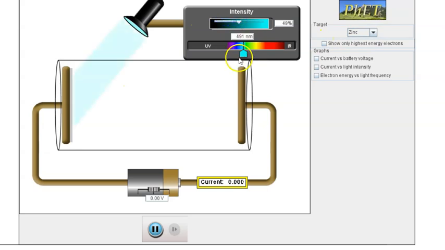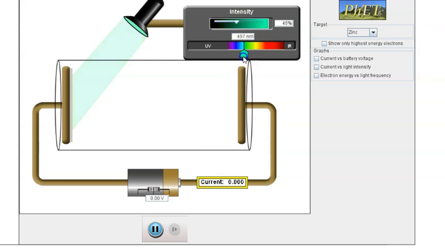So at the moment we've got a visible light. We can change the color if we want to, and nothing happens at all, as expected. We can see that nothing is happening. There are no electrons being emitted and the current is zero, so that's quite important there. What we said before is that bright white light has no effect. So if I increase the intensity of visible light, it has no effect. So that's actually quite important. So let's reduce that back down to a medium intensity.